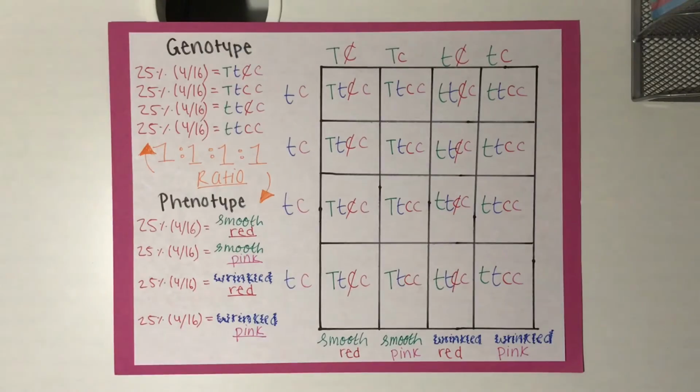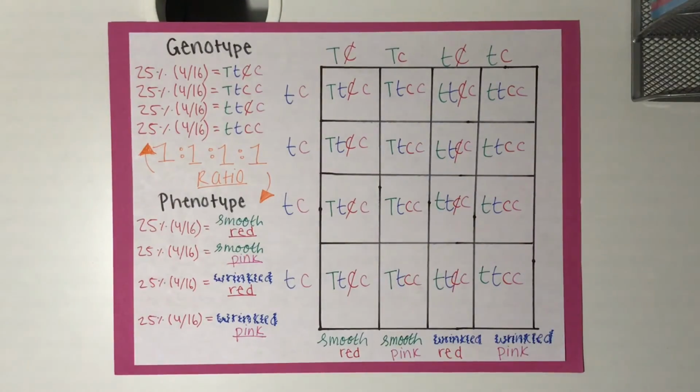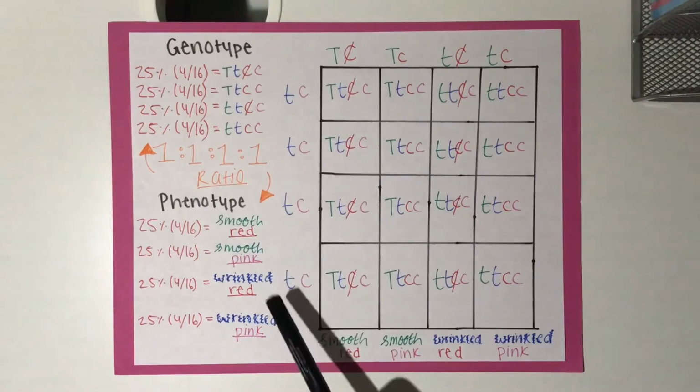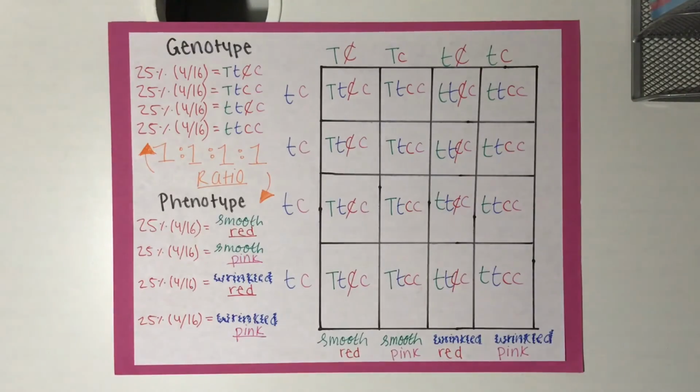I've gone ahead and plugged the combinations into the Punnett square to determine what the offspring prediction will be. As you can see, the genotype and phenotype ratio is the same, 1 to 1 to 1 to 1. To further elaborate, the genotype of capital T, lowercase t, capital C, lowercase c is 25%, it's 4 out of 16. Capital T, lowercase t, lowercase c, lowercase c is also 25%, 4 out of 16, which is the same with the other two combinations.